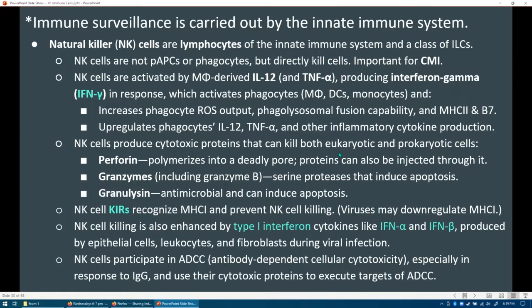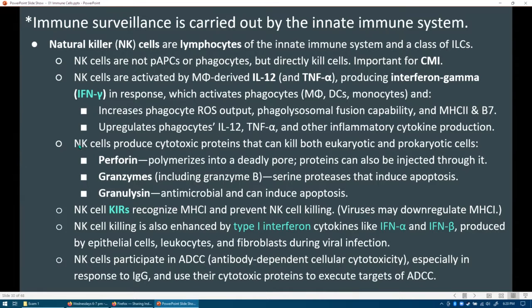Okay. One of the proteins that can be injected through perforin is granzymes, which is actually a class of proteins. One of the more important ones is granzyme B. Granzymes are actually serine proteases that cleave proteins that induce apoptosis. Okay, so they're going to trigger apoptosis through the intrinsic pathway. And then you have granulysin, which is an antimicrobial protein that can also induce apoptosis through a distinct mechanism from granzymes. Okay, so both of these are going to kill the cell. And for the most part, they're going to be entering through perforin.